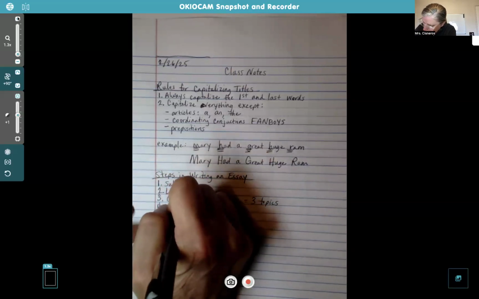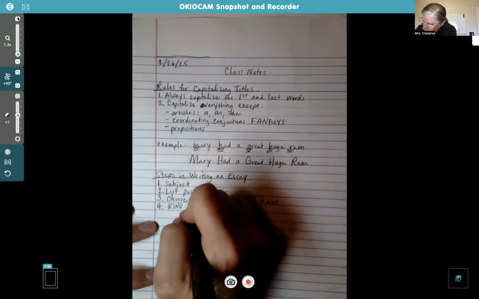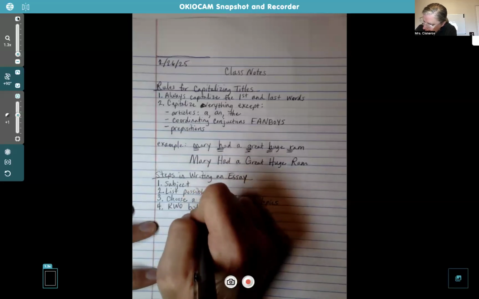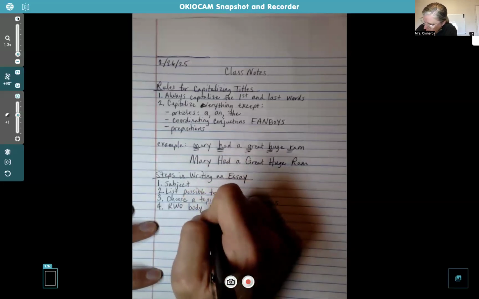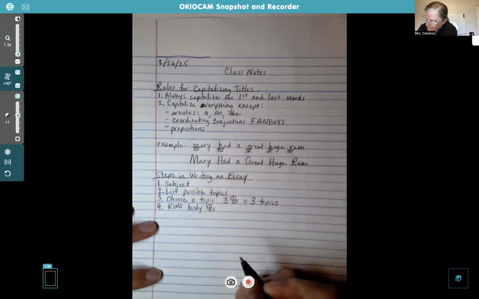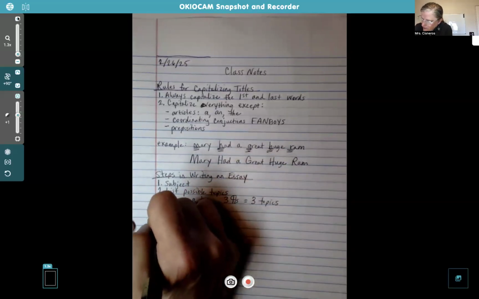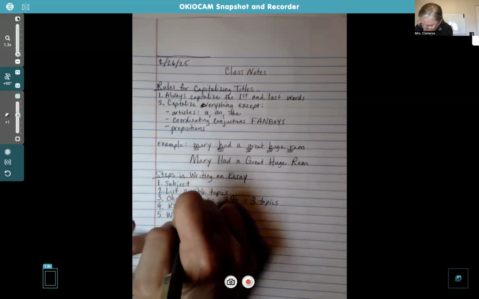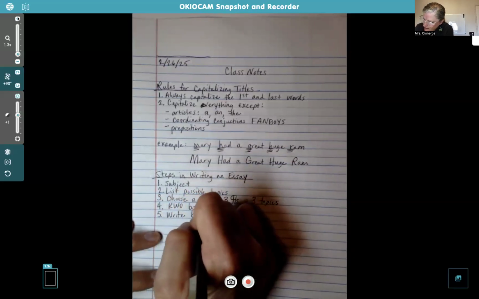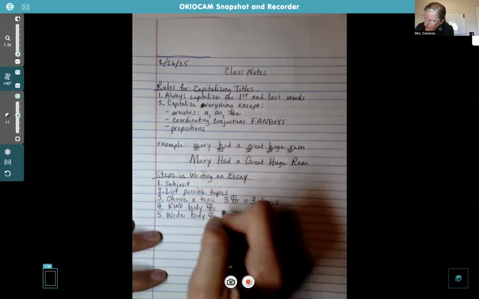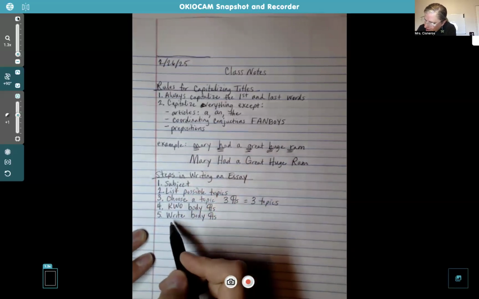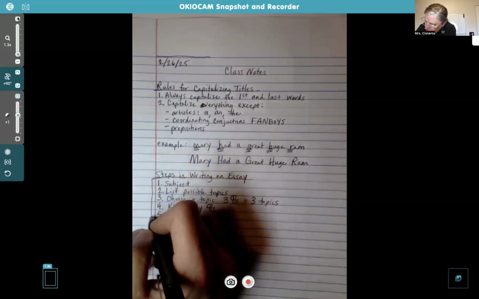Number 4 is you're going to write your KWO for the body paragraphs. I'm just going to use the paragraph symbol here. You're going to write your keyword outline just for the body paragraphs, and that's going to be your homework this week. And you're going to write body paragraphs. So this part here is what we're going to work on today.